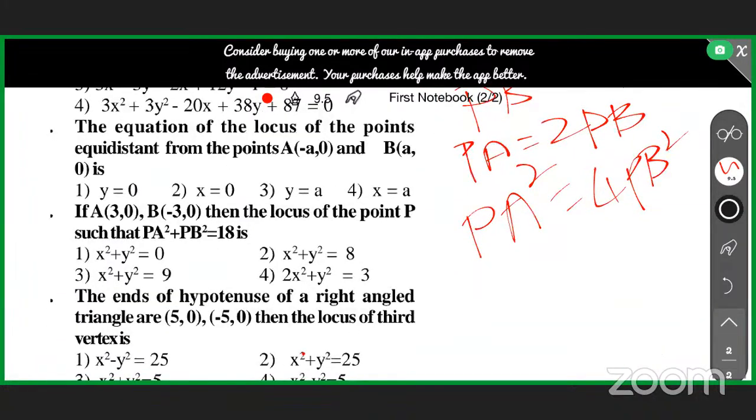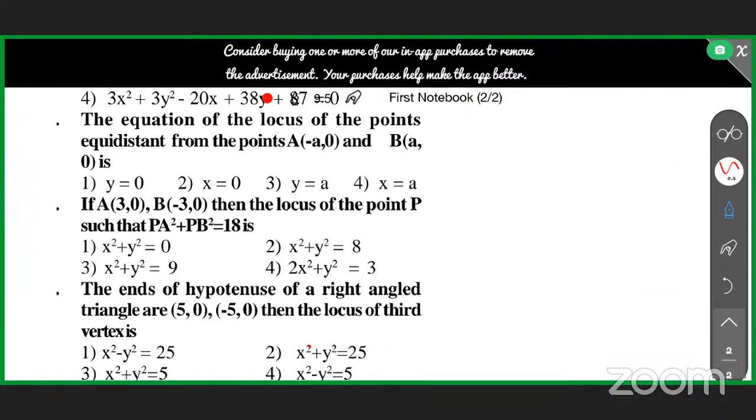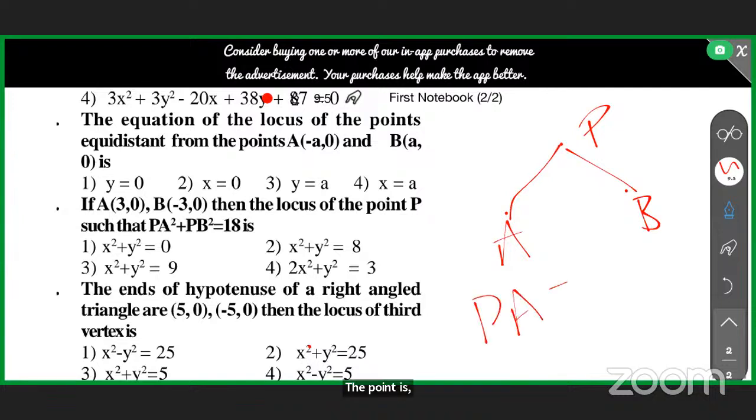Next question is: the equation of the locus of the points equidistant from the points A (-a, 0) and B (a, 0) is. We solved this problem yesterday. That means there is one point P, and there is A and there is B. What they're telling is this distance and this distance are the same. The point P is equidistant from both the points. That is PA is equal to PB. And they give the coordinates of A and B. And it is our duty to find the equation of the locus of point P.